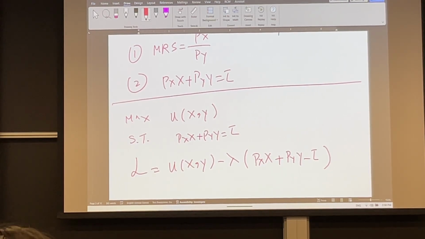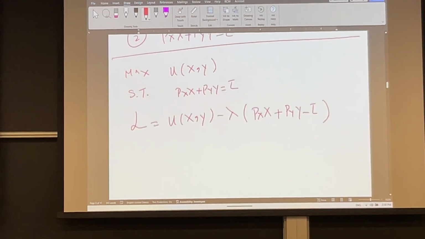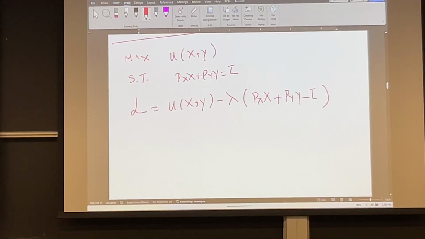Make sense? But to maximize now you have to choose 3 variables, not 2: X, Y, and lambda. Right? You have to take 3 derivatives. That's 1. That gives you this one.